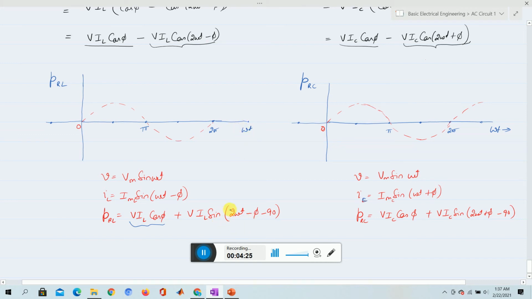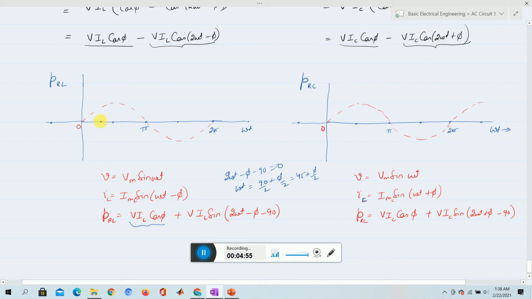But how do we know whether it is lagging or leading? We can put 2ωt minus φ minus 90 equal to 0, and we get ωt equal to (90 plus φ) divided by 2. So we get 45 plus φ by 2. It is a positive quantity of φ, so it is actually lagging in nature. So we get 45 degrees plus φ by 2.